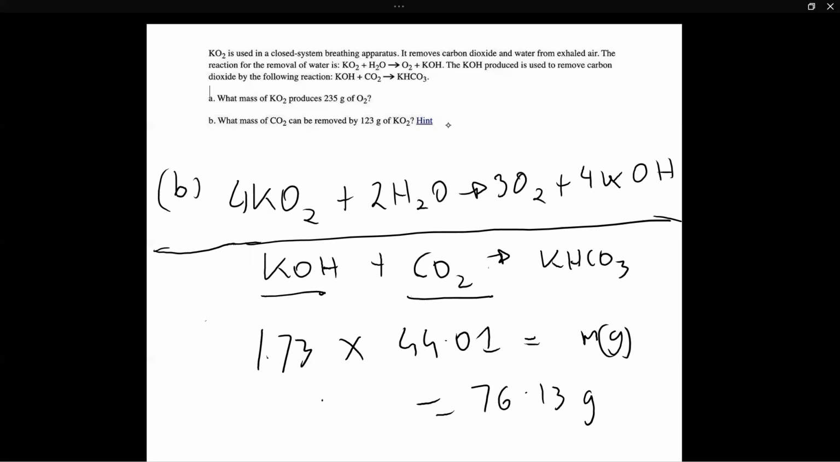I hope you understood this part. It is a bit tricky. It will require you to think a bit more, or at a bit higher level than what the usual questions are, but it is all about logic, and I hope you've understood what I've done.